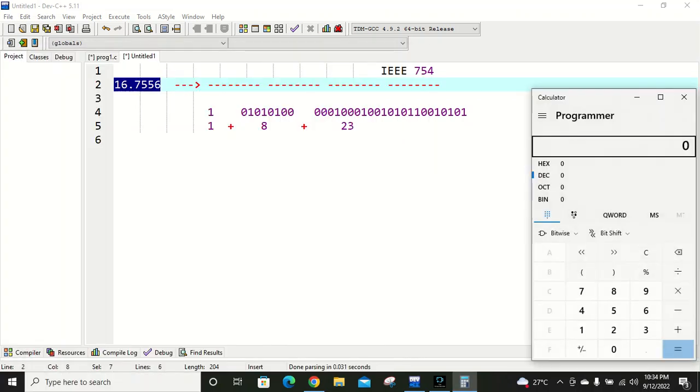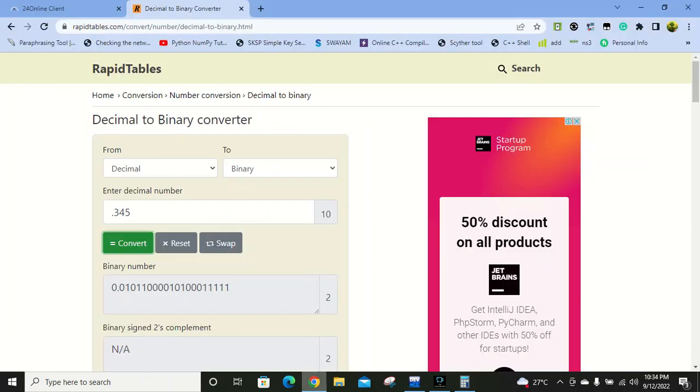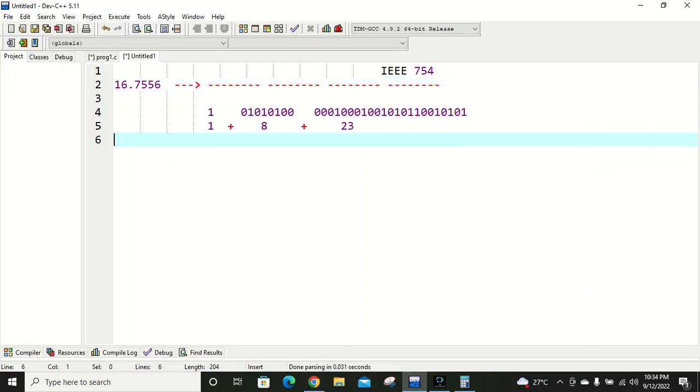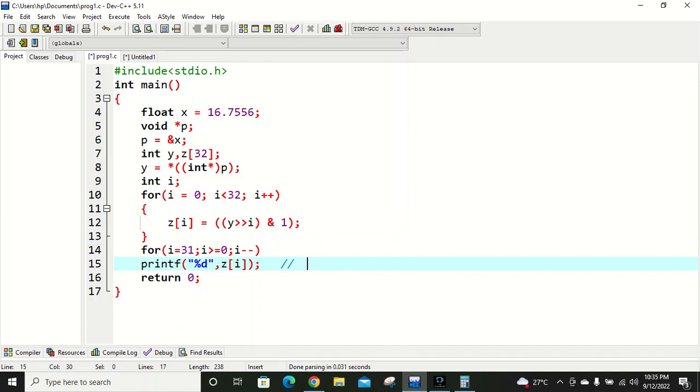I also use a binary calculator, so that I can convert some numbers into binary. And then we also use this website, repeatables.com. You can see I use this website to convert some number into binary. By writing the decimal here, I can check the binary of that number. So I will check these things also. Here I am going to show you how we represent this value in binary. Then with the help of this program, we are going to check whether our number is actually correct or not. So here we are.